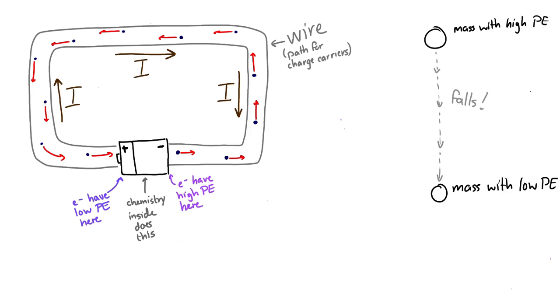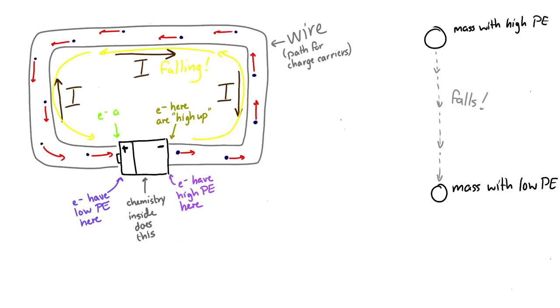And it's analogous to what's going on with the electrons in this circuit. Over here, they have high potential energy. So you can kind of imagine, the analogy is that the electrons are high up, kind of on a cliff here. And then as they move through the circuit, they fall down to a position where they have low potential energy.